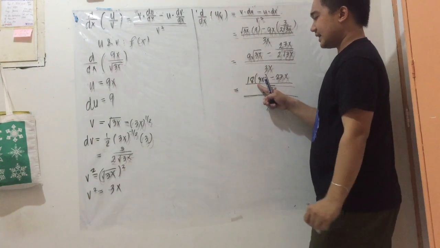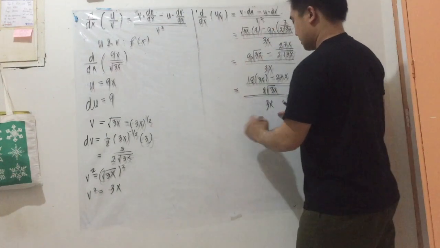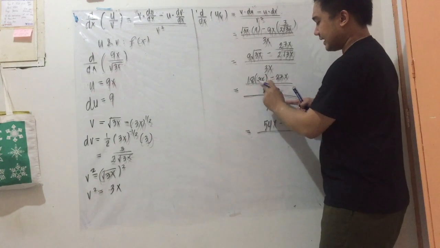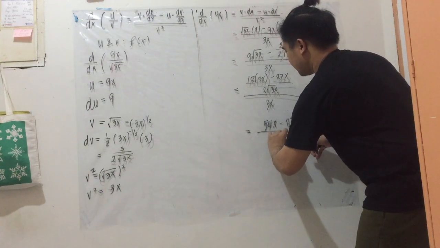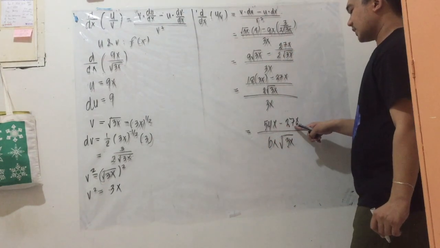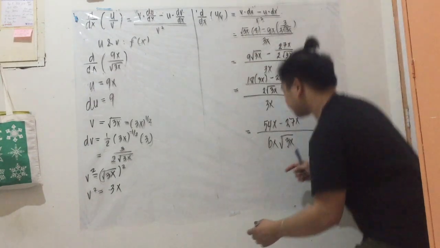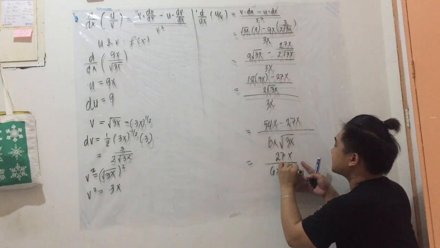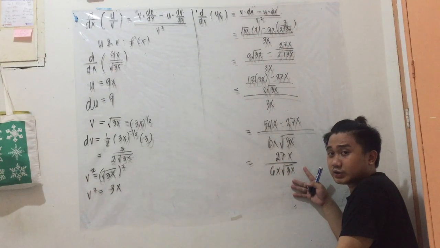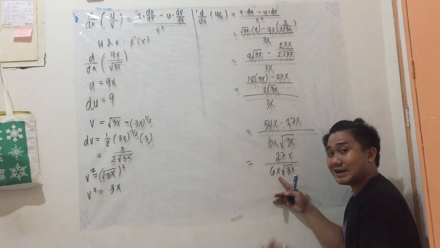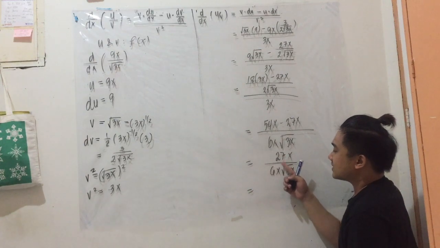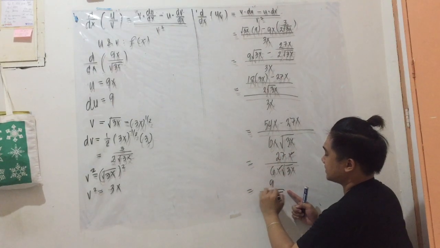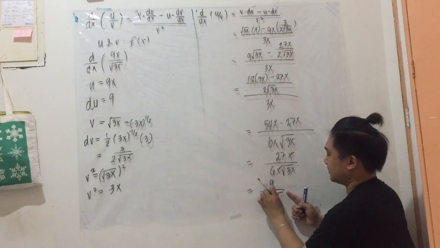Okay, 18 times 3 is 54x minus 27x. So, mare-reciprocal lang to, 3x times 2, that is 6x square root ng 3x. 54x minus 27x. That is simply 27x all over 6x square root ng 3x. May common factor po ba? Yes po, may common factor pa po. 27 and 6, they are both divisible by 3. So, 3 divided by 27 over 6, that is simply 9 over 2. At cancel din pala itong x. So, 9 halves times square root ng 3x.